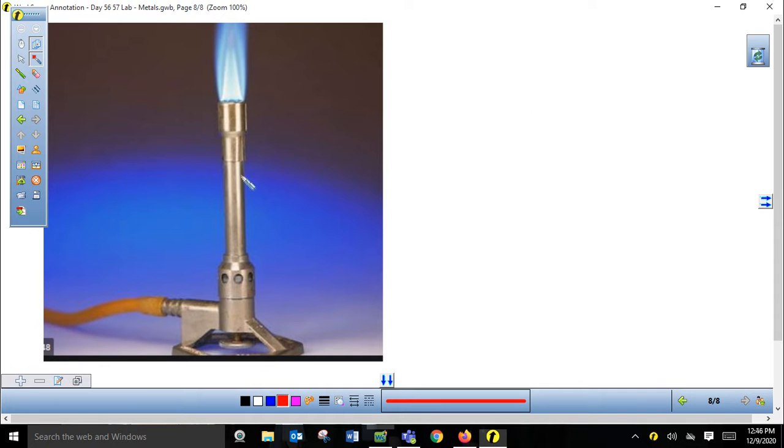So here is a Bunsen burner. Bunsen burners get super, super hot, like 1,000 degrees Fahrenheit. So that is the lab.